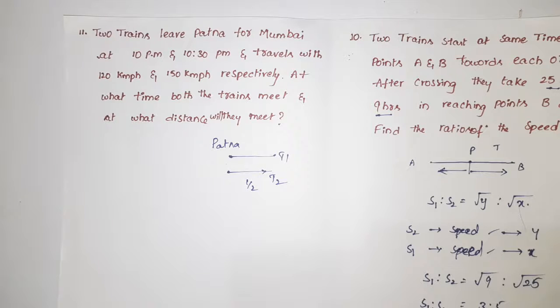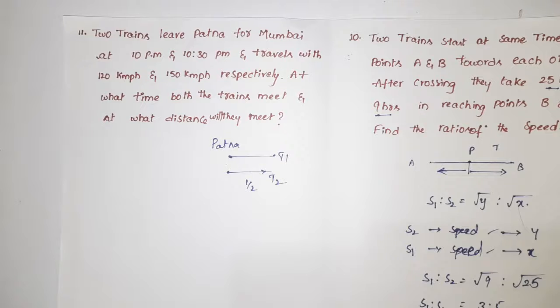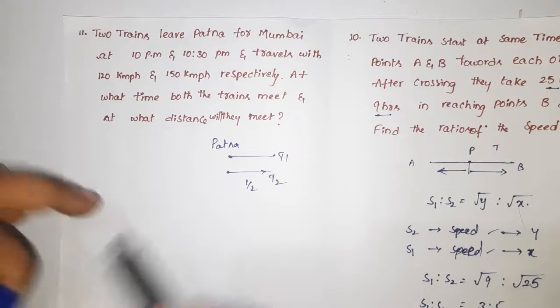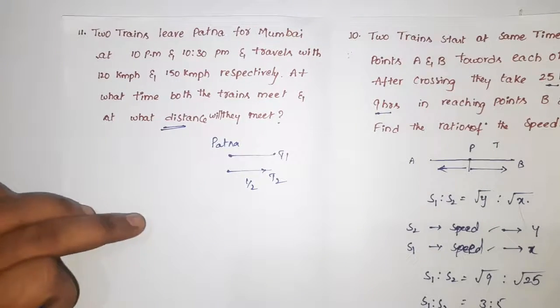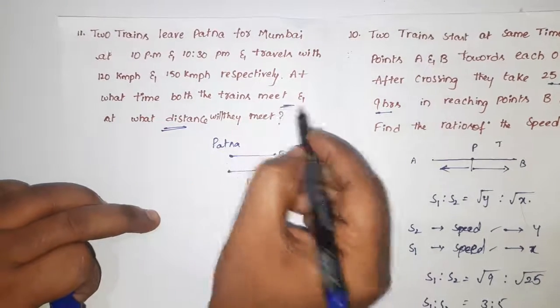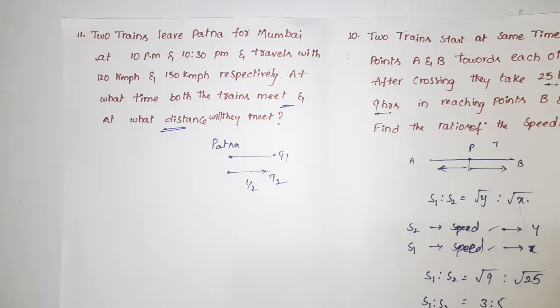So we use the relative speed concept in this particular problem. And what is the distance traveled? The distance traveled is the distance traveled by train 2. That is what we need to find. And the time we are going to find by using the relative speed concept.